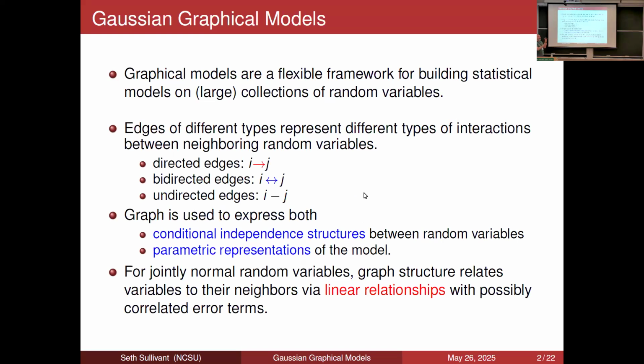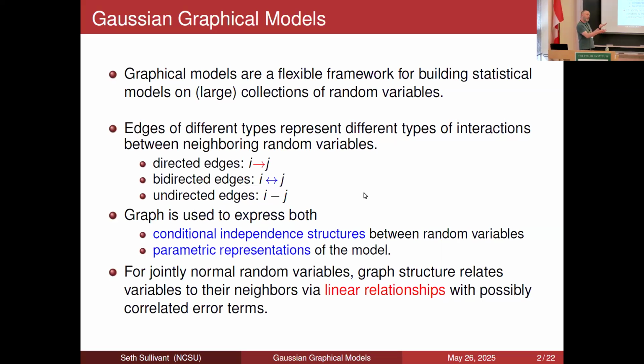You use a graph to represent different types of interactions between those random variables, and there's lots of different types of edges you might use in the graph. You might have directed edges, bidirected edges, or just usual undirected edges, like we're thinking about in having graphs. And that graph structure is used to express relationships between the random variables in multiple ways. One of them is through conditional independence structures, and the other is the graph gives a parametric representation of the model. And I'll talk about both of those as we go along.